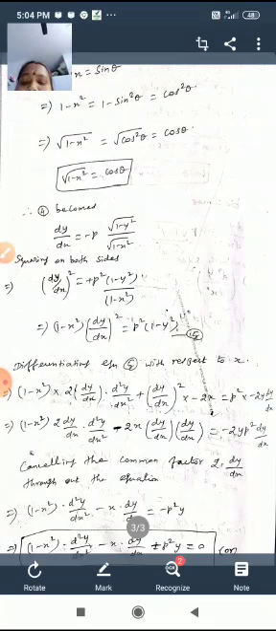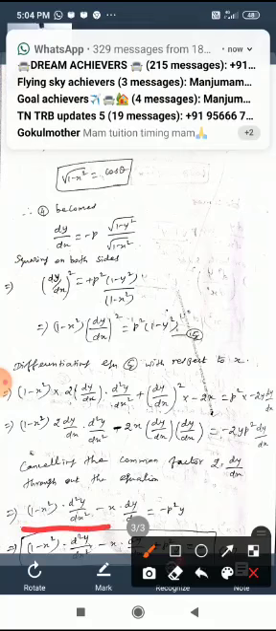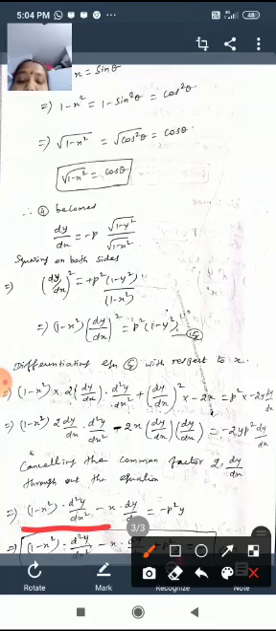Then we get 1 minus x squared into d squared y by dx squared minus x into dy by dx equal to minus p squared into y. This is the equation for the given proof: 1 minus x squared into d squared y by dx squared minus x into dy by dx plus p squared y equal to 0. Thank you students.